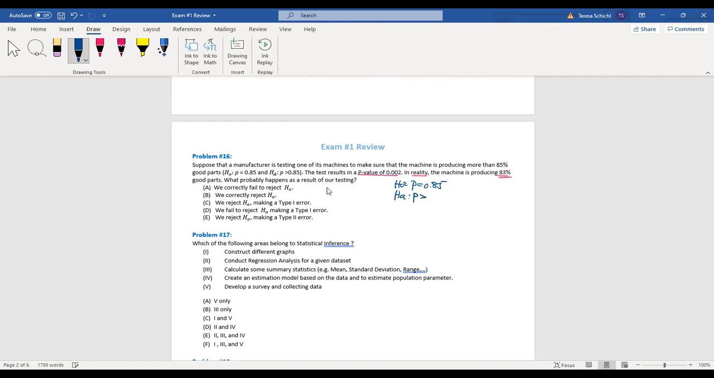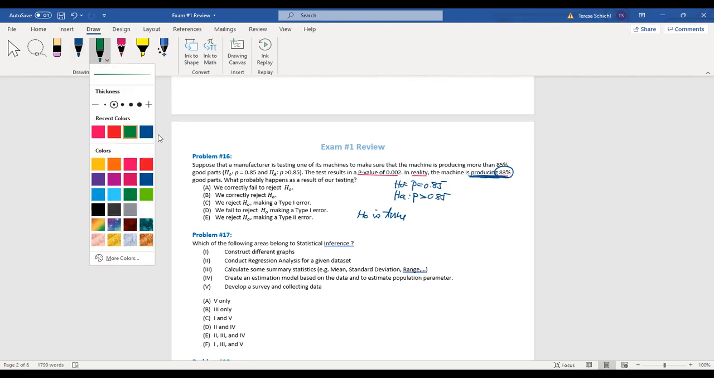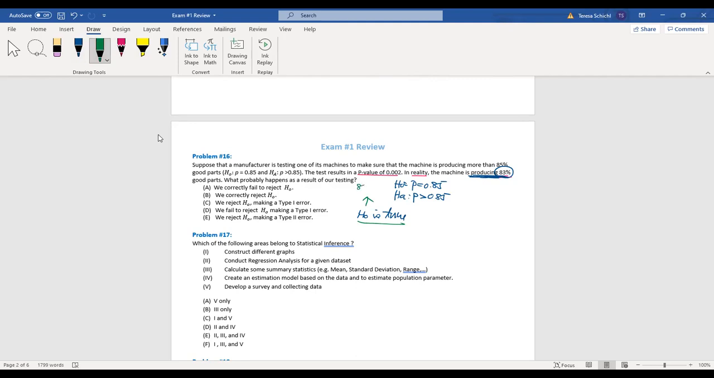So we want to test whether this is greater than 0.85. We said the machine really produces 83%. That means it's less than 85, so it's in H0, right? So this statement of 83% means that H0 is true. When they say the machine really produces 83%, that means it's not greater than 85, so it has to be in H0. So when H0 is true, they tell you the p-value is 0.002.